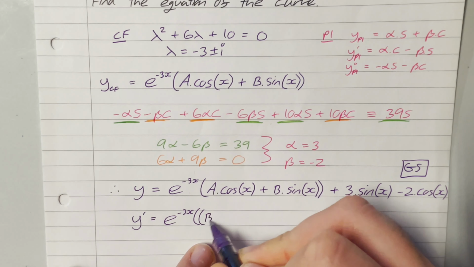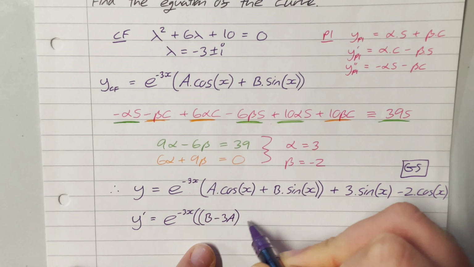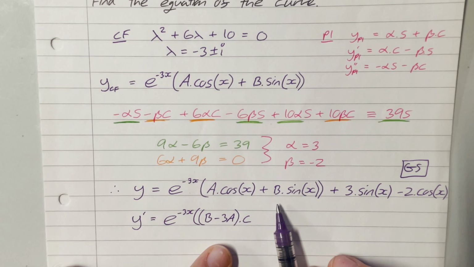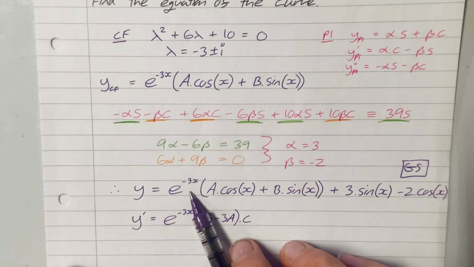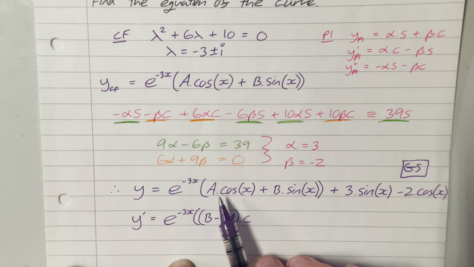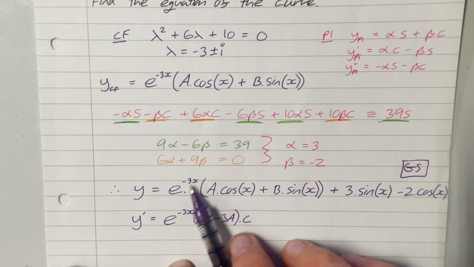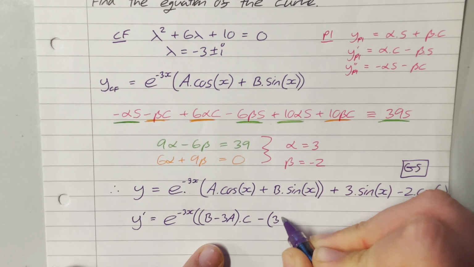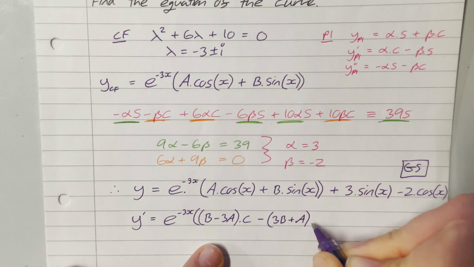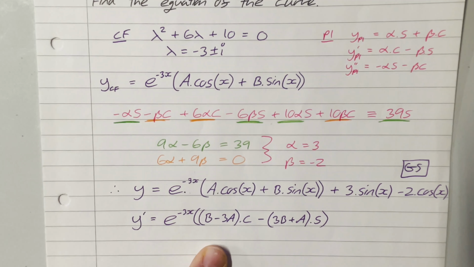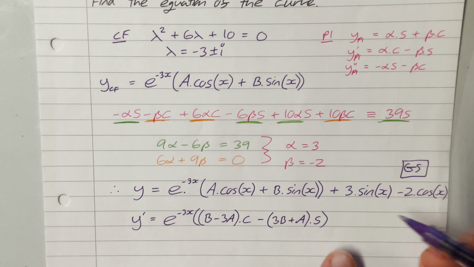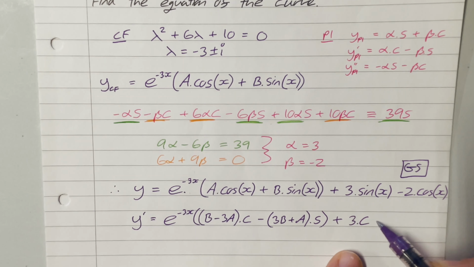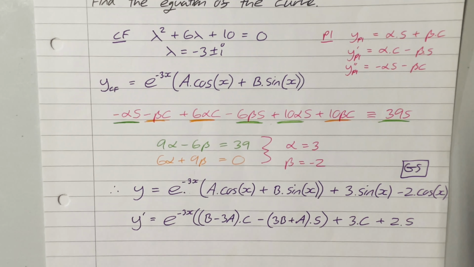So I'm going to get b subtract 3a times the cosine. And then the coefficient of sine is going to be that times the differential of that, which is negative 3b, plus that times the differential of that, which is negative a. So that's minus 3b plus a times sine. Okay. Then I've got the differential of that, which is 3 times the cosine, and the differential of that, which is going to be plus 2 times the sine.